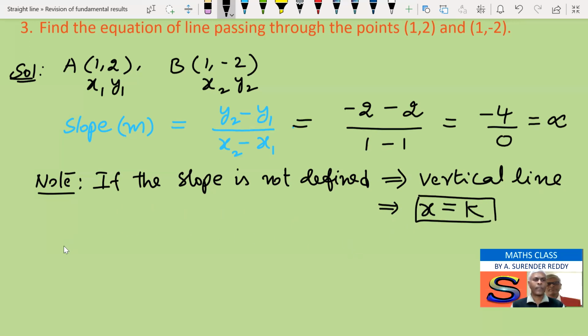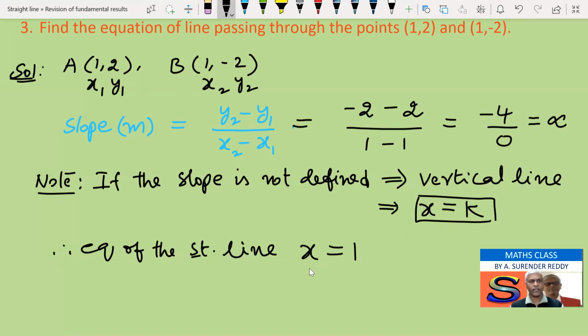So here, therefore, the equation of the straight line passing through this point is x is equal to k, the x value is 1, therefore x is equal to 1. The x coordinate is 1 in both the points. So therefore the equation of the straight line is x is equal to 1.